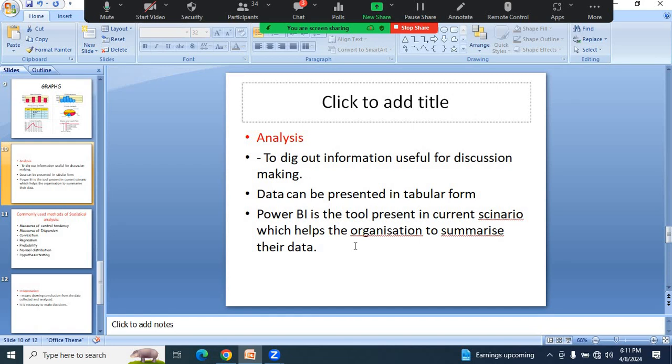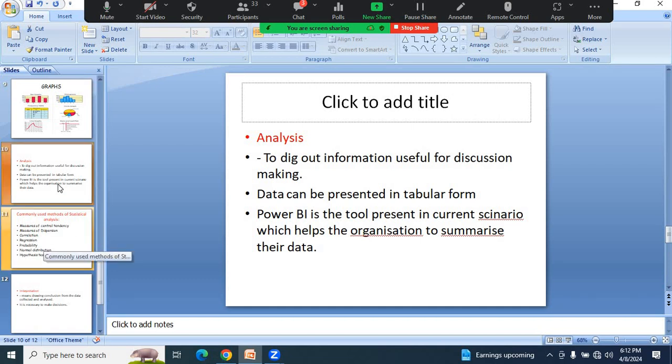So I would also suggest you people that whenever you get time, please have an understanding and learning of Power BI. This is a very good tool, most in demand these days in companies.